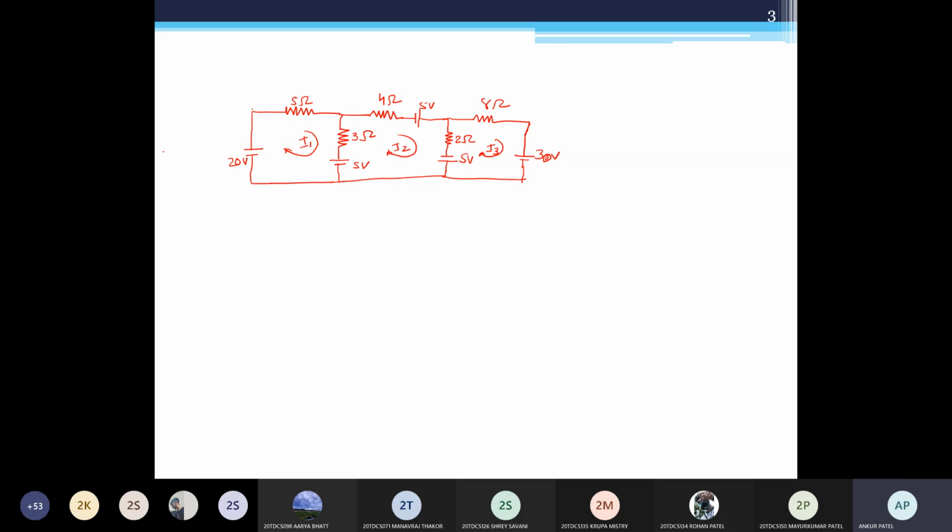Just get the three equations by mesh analysis, and by separating the terms for unknowns I1, I2, and I3, make the matrix. Then find out delta R, delta R1, delta R2, delta R3. So I1 equals delta R1 by delta R, I2 equals delta R2 by delta R, and I3 equals delta R3 by delta R. Just tell me the answer. Yesterday we already did this. So tell me the delta R, what you are getting.